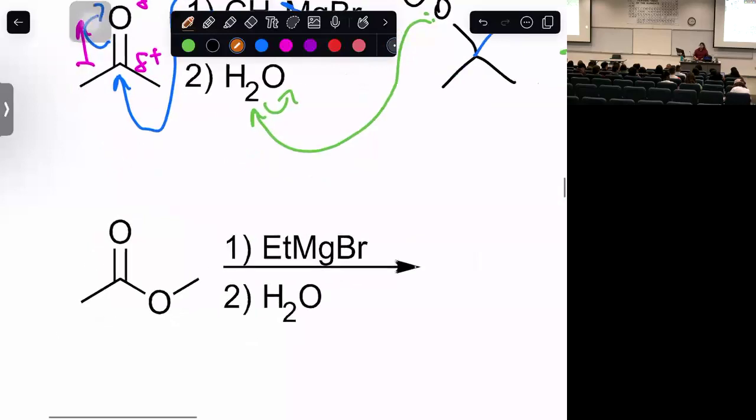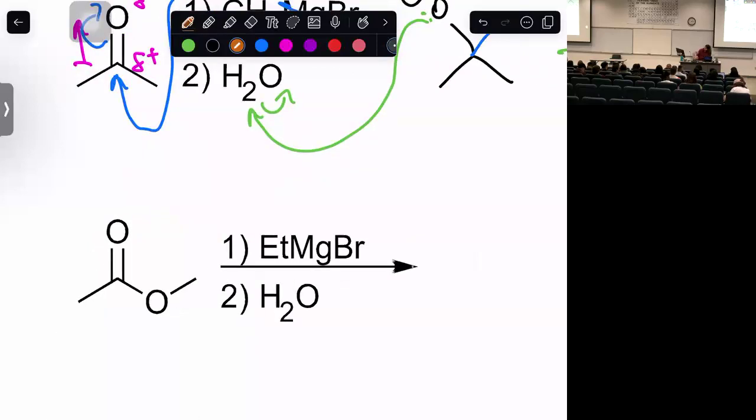Okay, now. This time, what kind of functional group are we starting with? Ester. Okay, so is the mechanism going to be the exact same? Yes or no? We have a leaving group in this case, exactly. So let's do the same exact thing. I have my dipole moment. I know that magnesium and bromine leave, and then what's that? Ethyl group, so that means how many carbons? 2, thank you. So let's just simplify it in here.